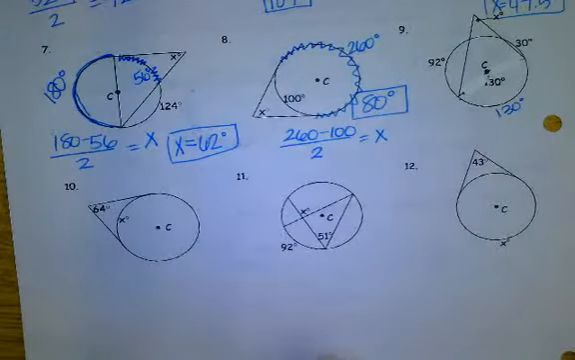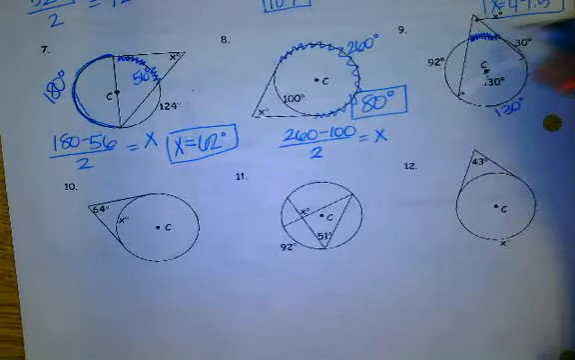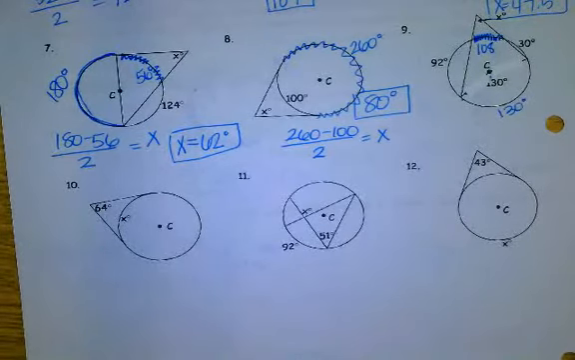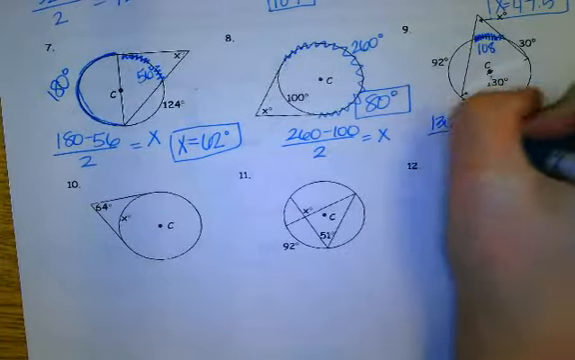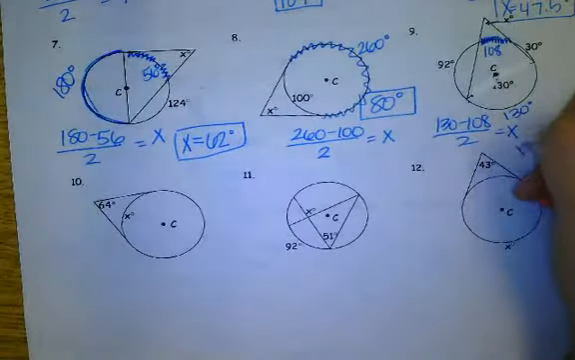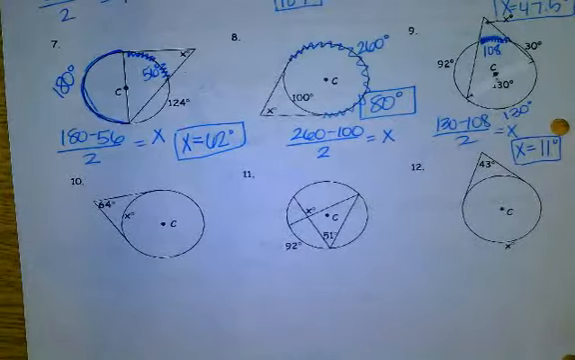Okay, so what is our other intercepted arc? This one is 108? Wow, okay. Now that you have your two arcs, how do you solve for x? So x equals... Questions on that one? See why you have to know all your vocab and your angles and everything?